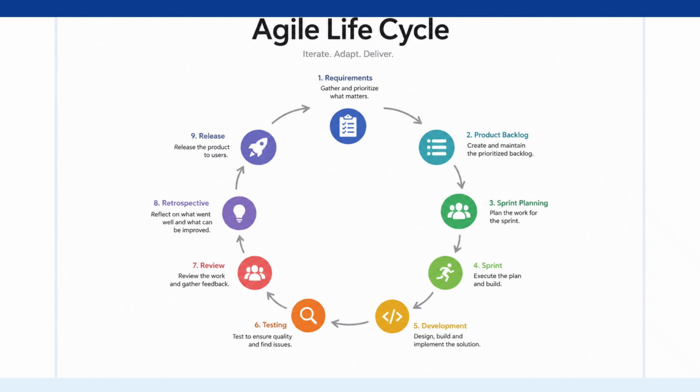Next is the development: design and build, implement the solution. So here we are going to build a good product. Next is the testing: test to ensure quality and find the issues. Here when the developer gives the product to the tester, the tester will find the issues and improve the quality of the product. And then the review: review the work and gather feedback. Based on the customer feedback, we will think about what we need to improve. Then the retrospective: reflect on what went well and what can be improved. While doing the sprint, what can we improve next time. Then release the product to the end users. So this is called the Agile life cycle.